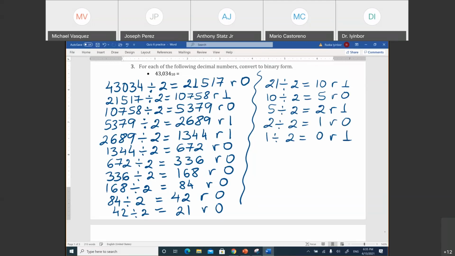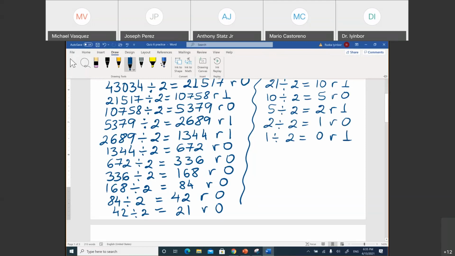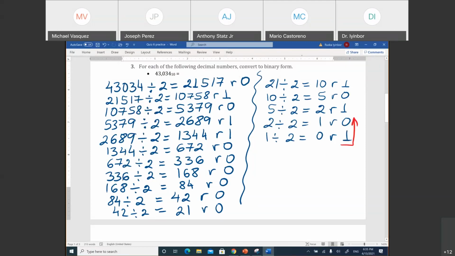How do you get your answer? The answer starts from the bottom. So my answer starts from 1 all the way to the end, right? It's a huge binary number, so I'm going to try to write it here.